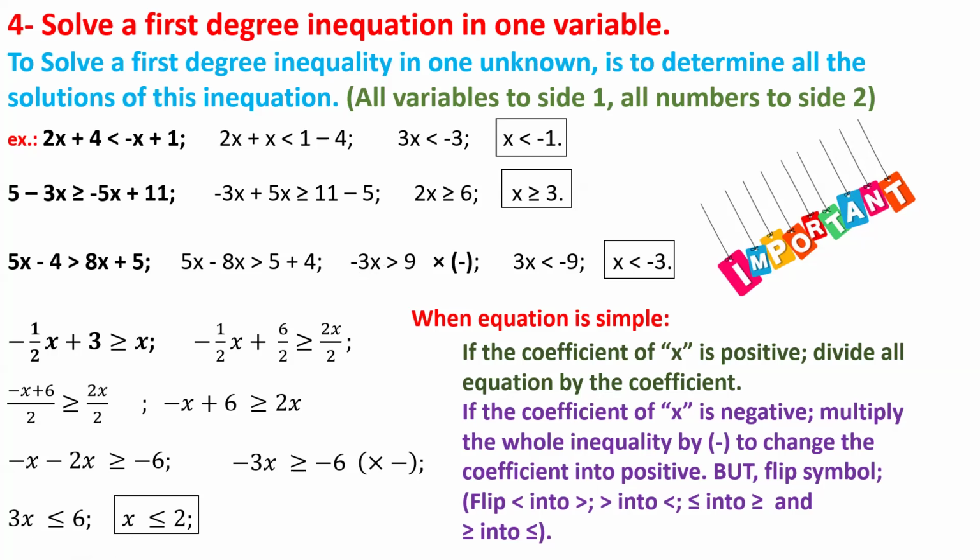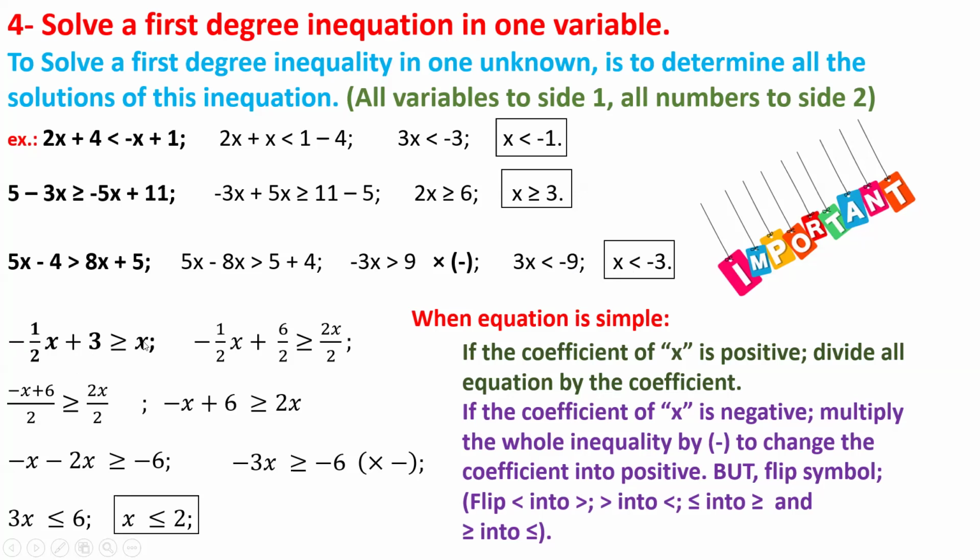What can I do? I multiply all the inequality by negative. So minus 3x times minus is 3x. When I multiply by negative, I switch the sign in between. If it is less than, it becomes greater than. If it is greater than, it becomes less than. I continue. Minus times 9 is minus 9. Now my coefficient is positive, so I can divide all the inequality by 3. 3x by 3 is x, minus 9 by 3, less than minus 3.